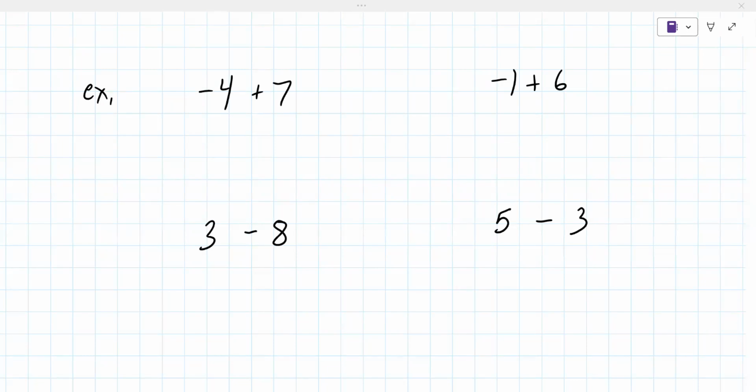So -4 plus 5, would that be... no, that's not a 5. -4 plus 7, would that be 3? +3. And then 3 minus 8, would that be -5? Keep going. And then -1 plus 6, +5. And then the last one, 5 minus 3, +2. Good. And we can also do a few examples of same sign.